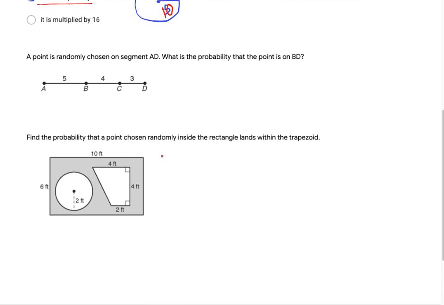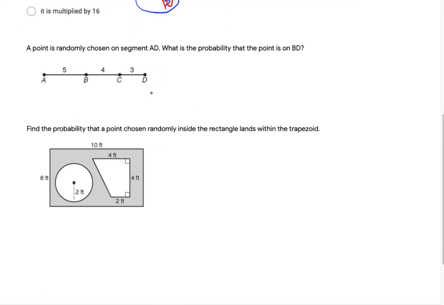So you'll notice 25 to 100 is multiplied by 4. A point is randomly chosen on segment AD. What's the probability that it's on BD? So you need to find the total length of the whole thing of AD, which is going to be 12. So that's your denominator. And BD, which is 7. And that's your answer, 7/12.